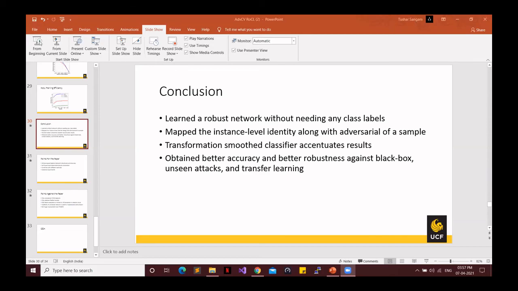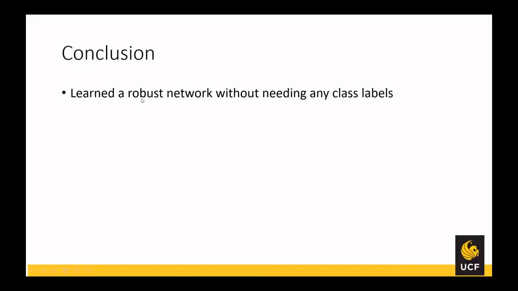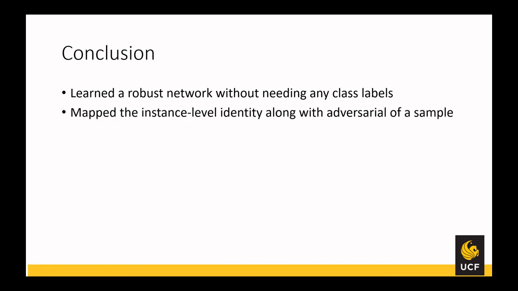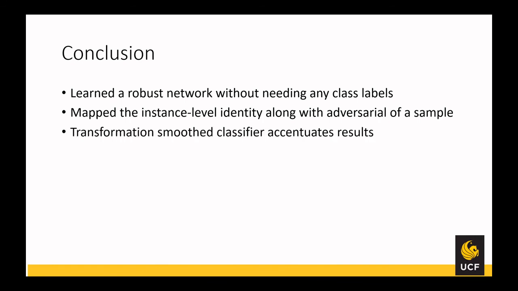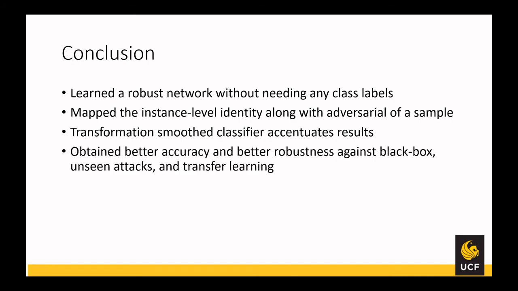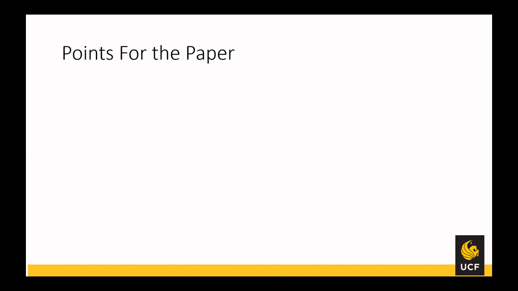Thank you. So let's cover the conclusion. The conclusion is simple. They have trained a robust network with the self-supervised method. They mapped the instance level identity along with adversarial examples, and the transformation smooth classifier can further accentuate these results and achieve a good trade-off between the robustness and the clean accuracy, as well as these results are more consistent with black box attacks, unseen attacks, and transfer learning experiments.